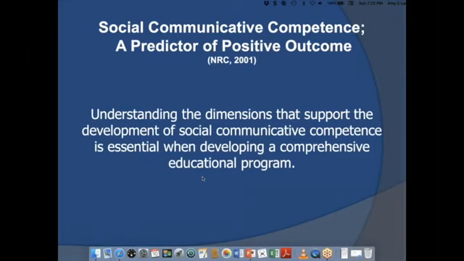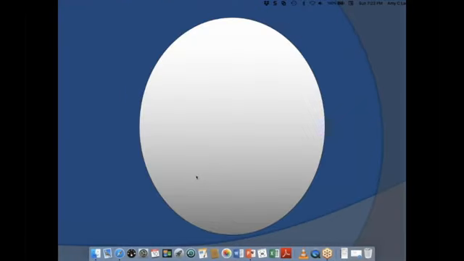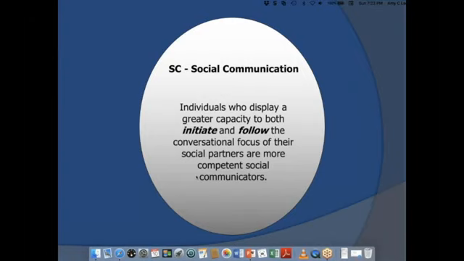Okay, so again, if we want to understand how social communicative competence and these three domains go together, I just want to give you a little bit of a layman's terminology in terms of the background of them. So we think about the dimensions, and of course, social communication makes a lot of sense, right? So we know that in general, individuals who are able to display a greater capacity to both initiate and follow conversational focus are more competent as social communicators.